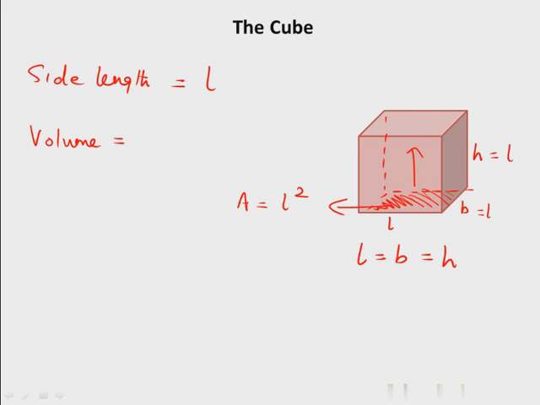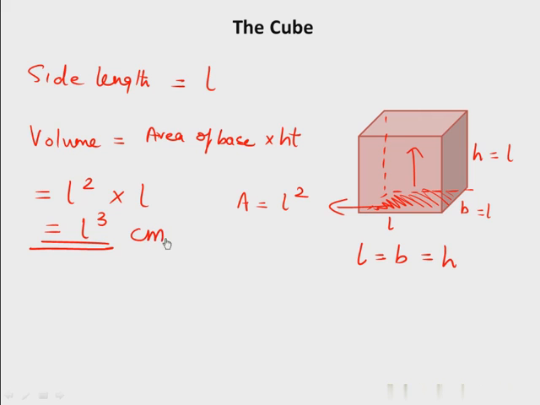So the volume will be area of base into height. In this case, it will be L square into L because the height is also L. It will turn out to be L cube. So the volume, which is area of the base into height, turns out to be L cube centimeter cube. Let's assume the side length was given in centimeters. Remember that volume is measured in units cube.